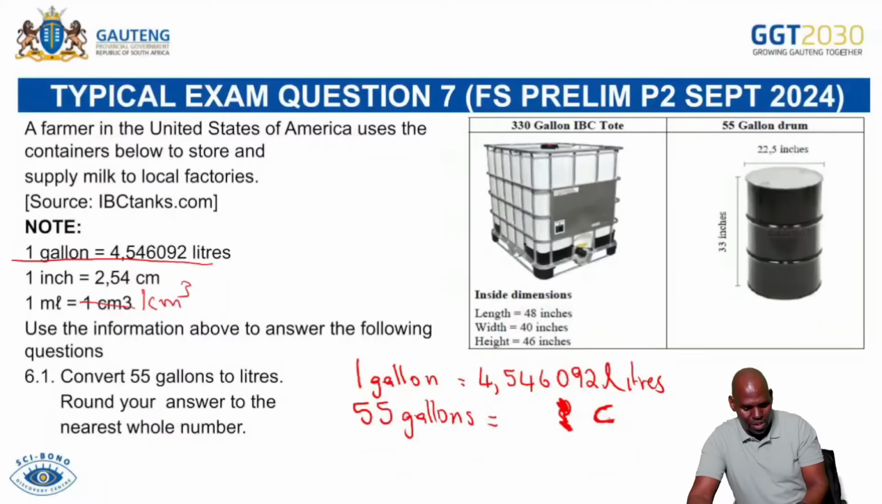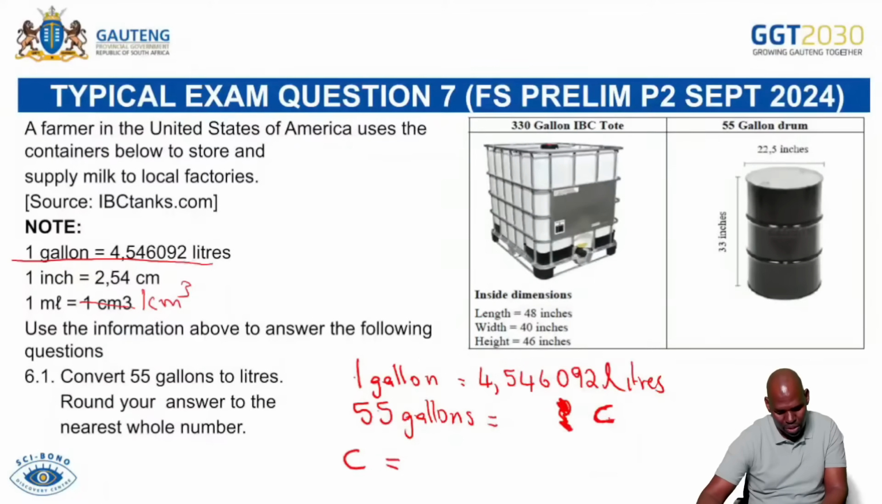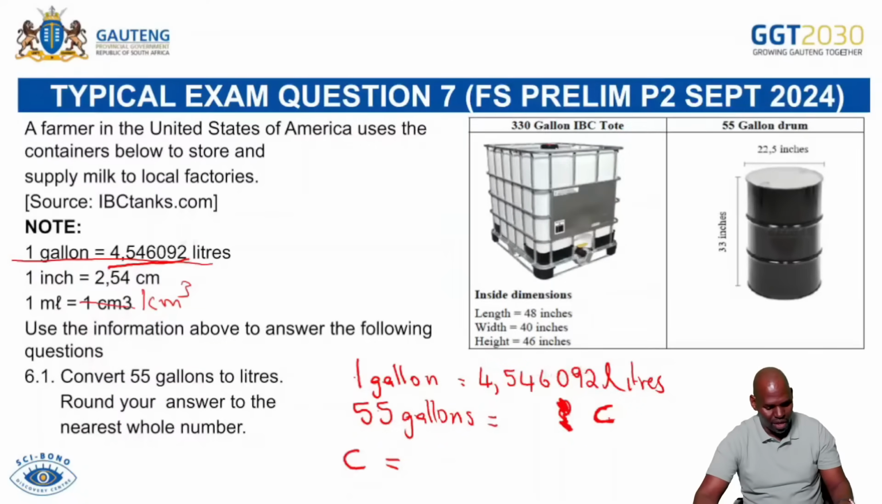Then if we cross multiply, we know that C multiplied by 1 gives C, and then it's 55 multiplied by 4,546092. Make sure that we wrote it down correctly. There are 6 digits after the comma. Then I multiply 55 by 4,546092. Very, very important: I'm double checking in case I missed one value, because if you miss one digit, then the answer will be totally incorrect.